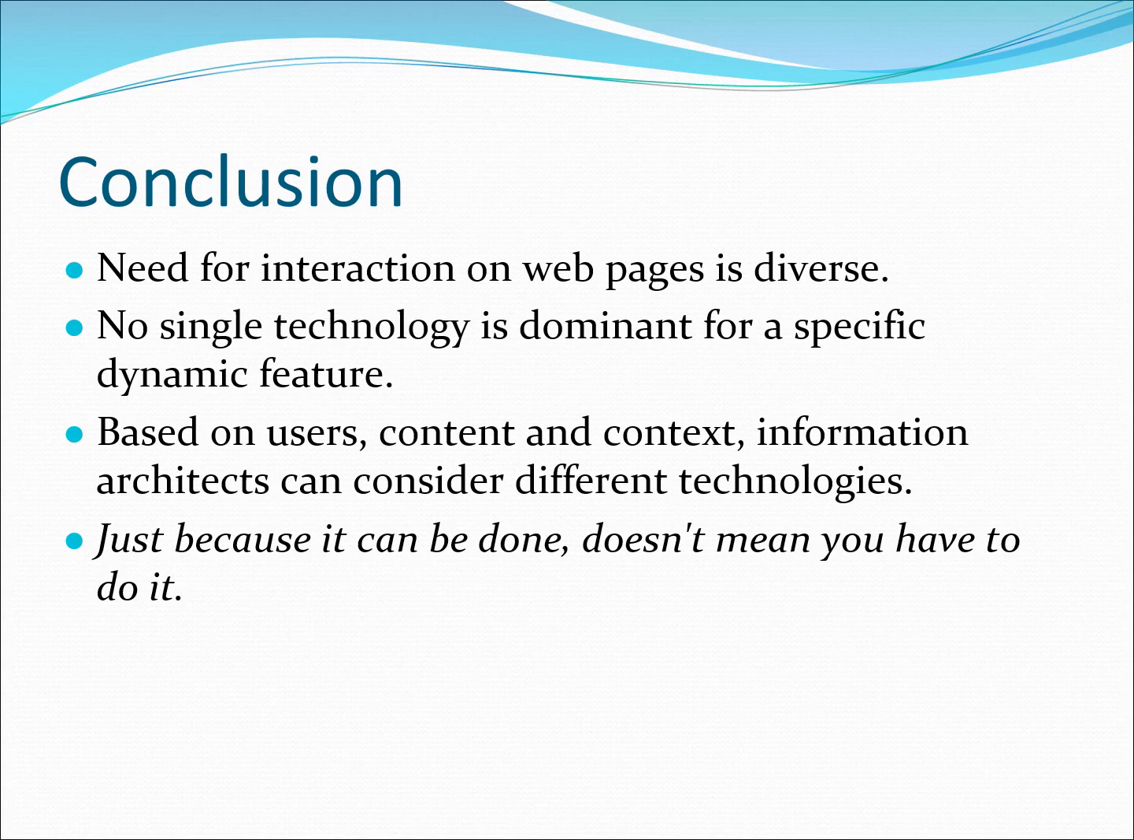As a conclusion, we know that web pages are made interactive by using scripting languages. Mainly two types of scripting languages are there: server-side scripting and client-side scripting. These two are used for making interactions for the web page. The need for interaction on web pages is diverse. No single technology is dominant for a specific dynamic feature, so we can use any number of technologies for making a web page dynamic. Based on the user's content and context, the information architect can consider different technologies. Just because it can be done does not mean you have to do it.